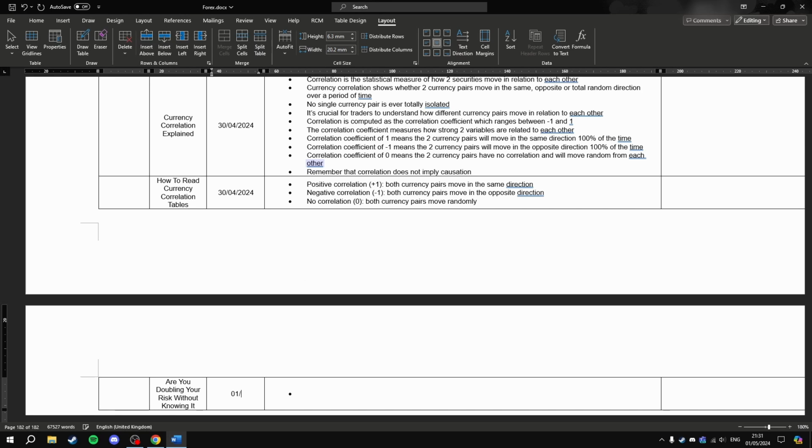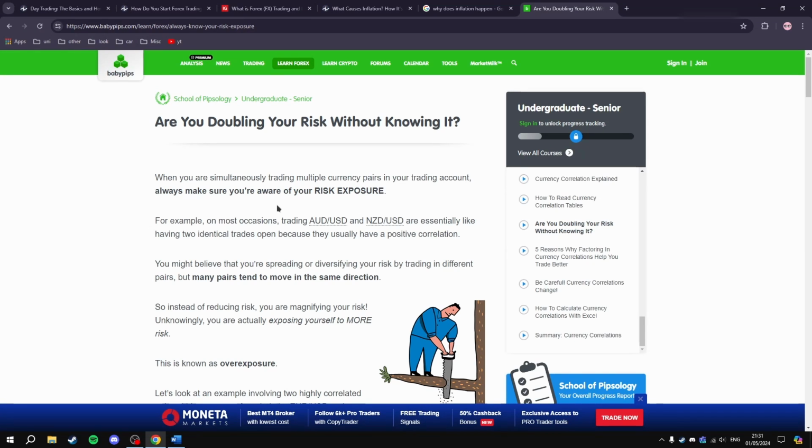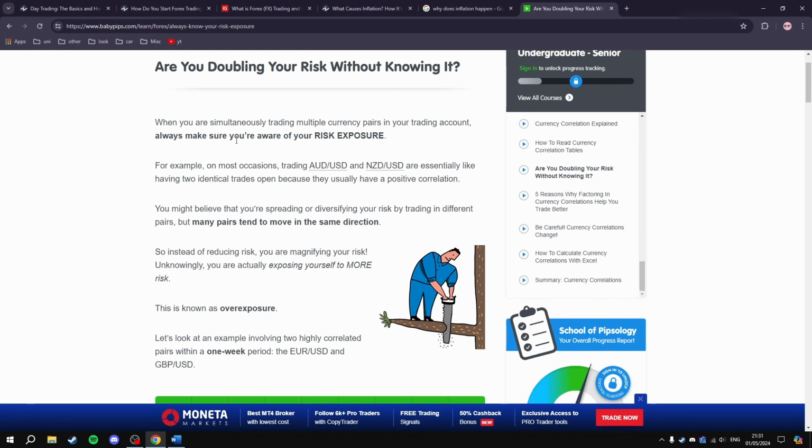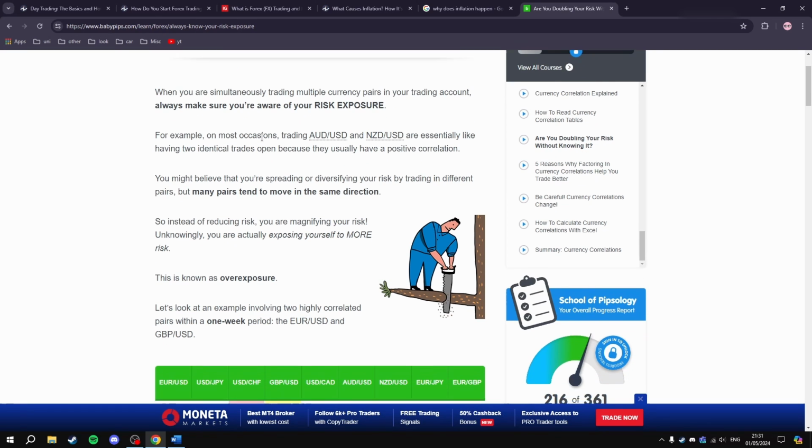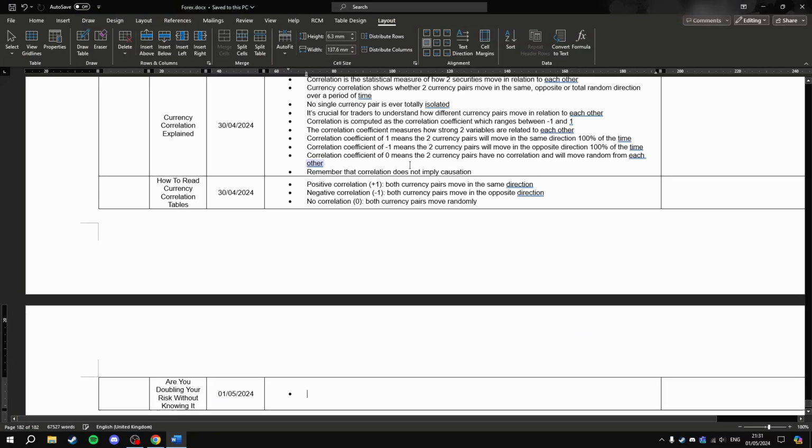Date is the 1st. So are you doubling your risk without knowing it? When you are simultaneously trading multiple currency pairs in your trading account, always make sure you're aware of your risk exposure.